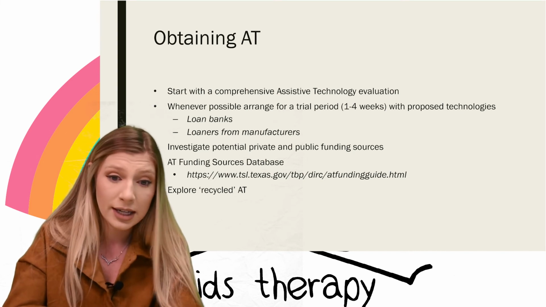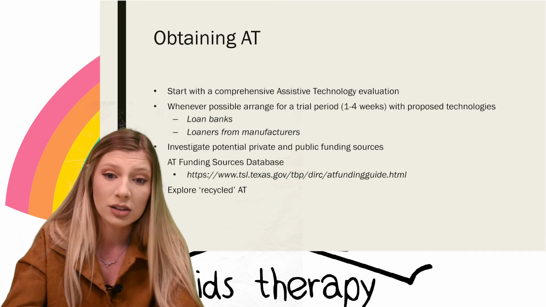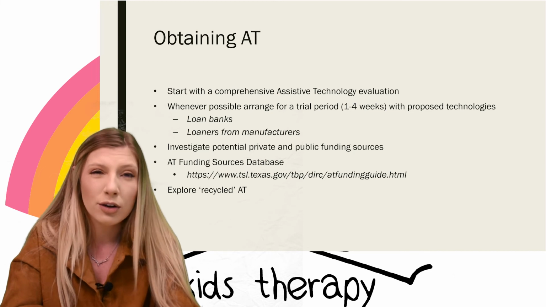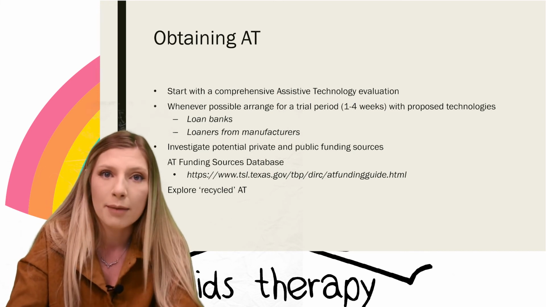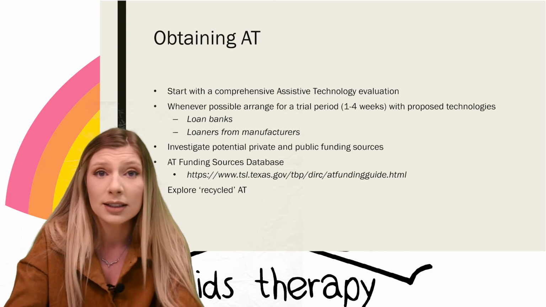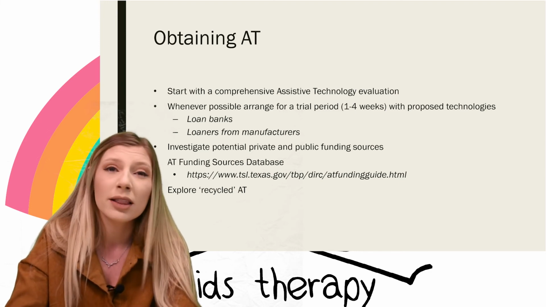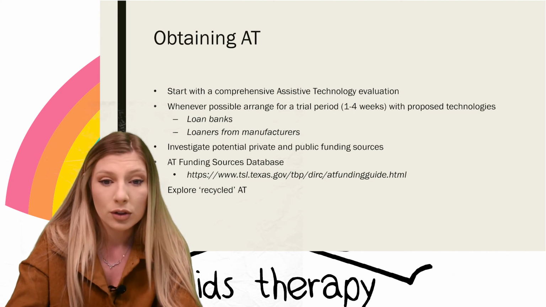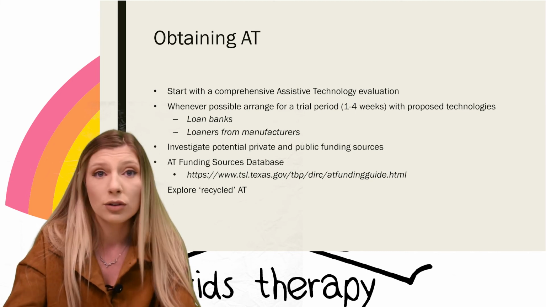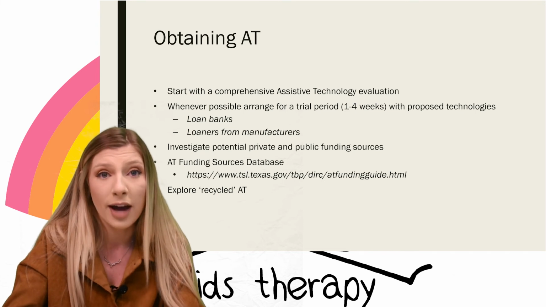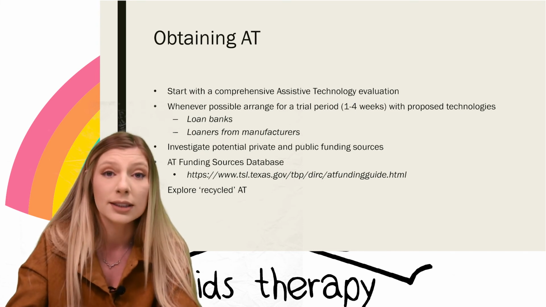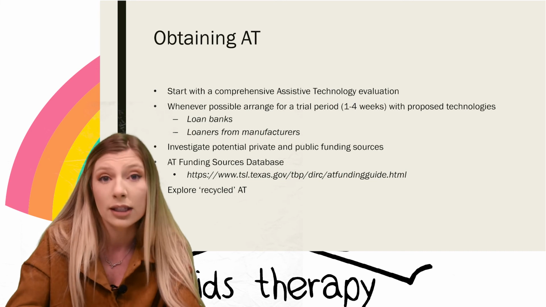So to obtain AT, I would start with kind of an assistive technology evaluation, not a formal evaluation, but you need to look at this kid and see, is this going to be worth it to them? Is it going to be worth it to their family? And is this something that is going to make their life easier, not harder? You're going to look at a trial period. Like I said, the university will loan it out for 5 weeks. You can look at loan banks and loaners from manufacturers. A lot of times you can reach out to these AAC manufacturers and get a loaner device.